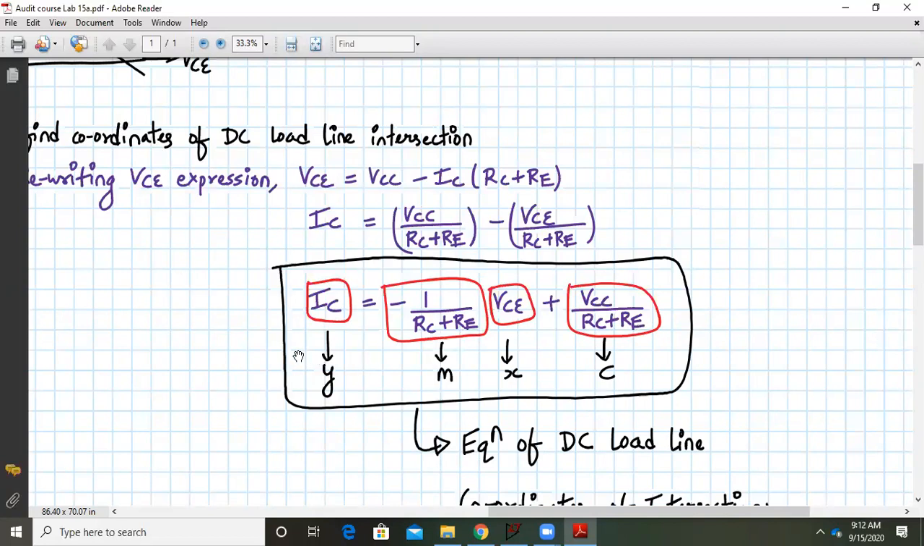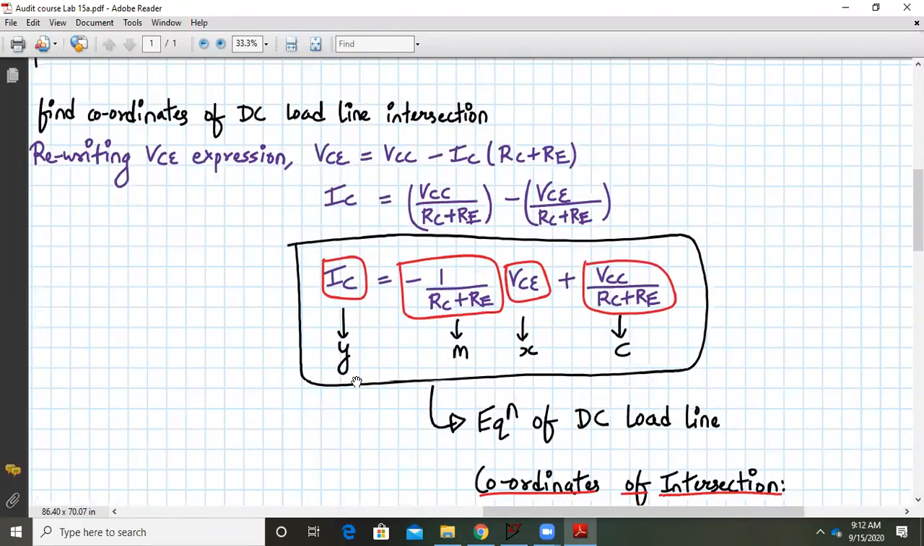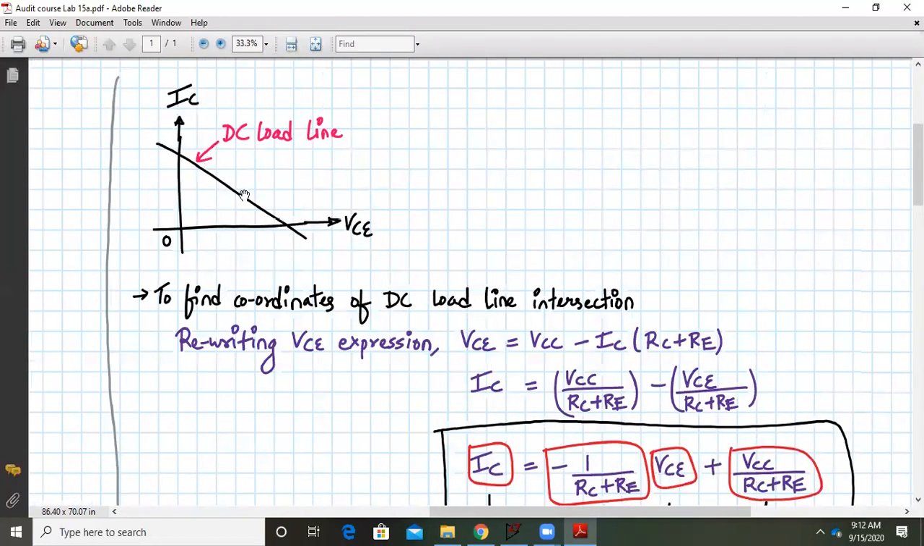Now you remember, we have a familiar equation of a straight line, which is given by y is equal to mx plus c. So this is exactly this. IC is y. So basically IC is on the y-axis, VCE is on the x-axis. Hence IC is y. The slope m is minus 1 upon RC plus RE. So the slope of this line is negative, and its value is minus 1 upon RC plus RE.